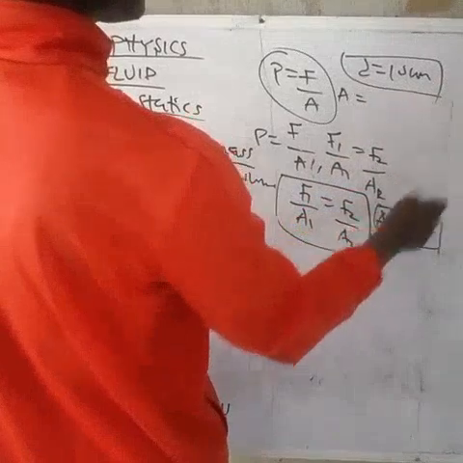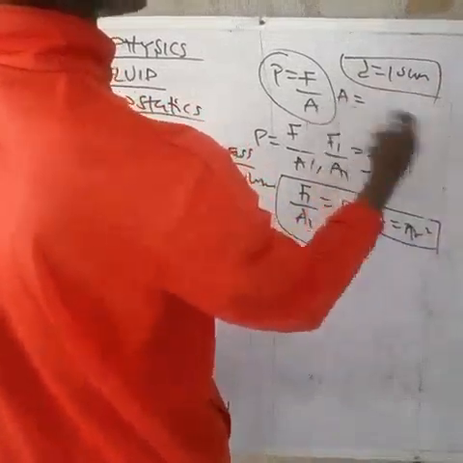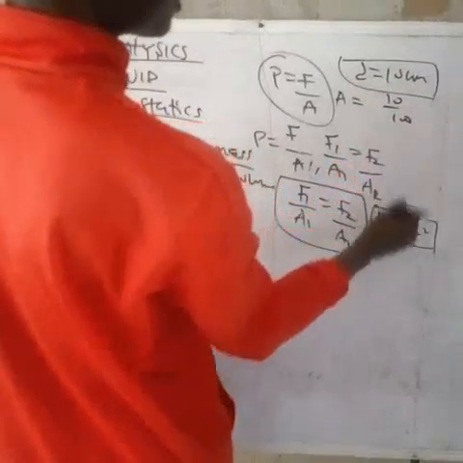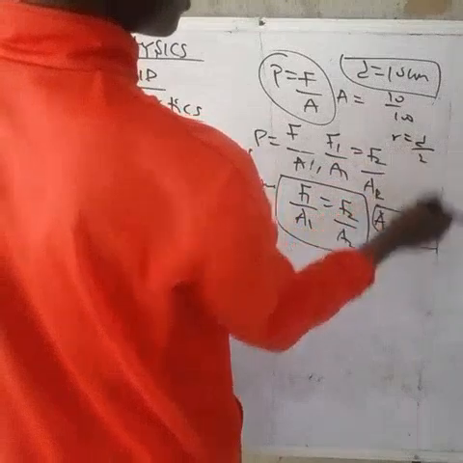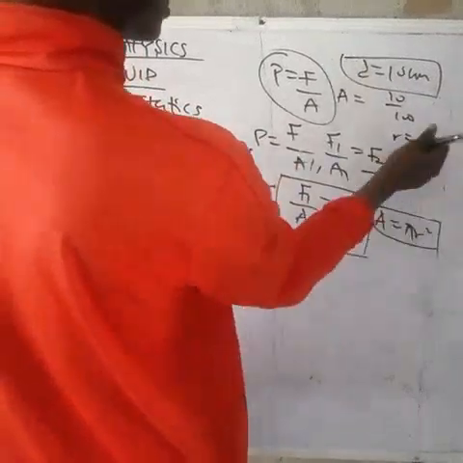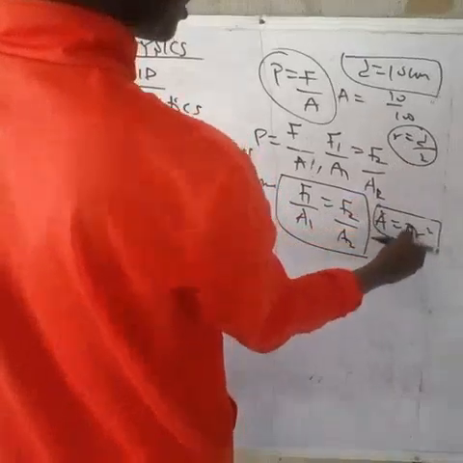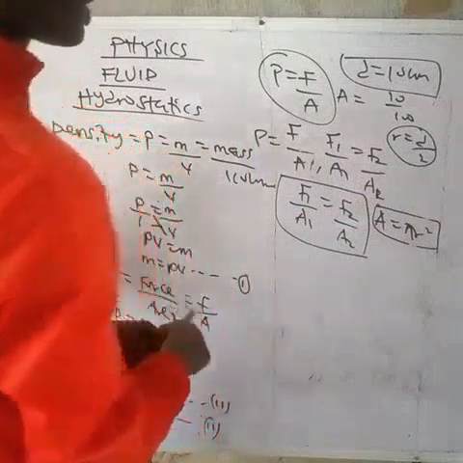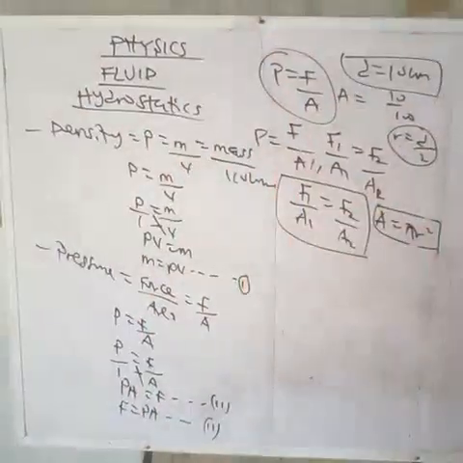Okay, then for area you use πr². The diameter is 10 centimeters, then from centimeter to meter is 10 divided by 100. So use radius is equal to diameter over 2. If you are given a diameter, divide that diameter by 2 to have your radius. So input the value of radius in the value you have. So use A is equal to πr². Basically, that is how to go about that.